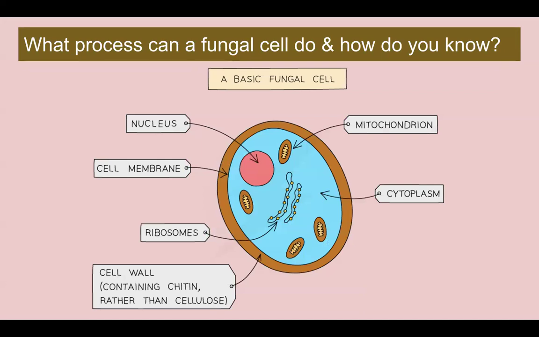Another quick read the picture. What process can fungal cells do, and how do you know? So look at this fungal cell. It has a nucleus, a cell membrane, ribosomes, a cell wall, meaning made of chitin, mitochondria, and cytoplasm. So what process are fungal cells able to do, and how do you know?